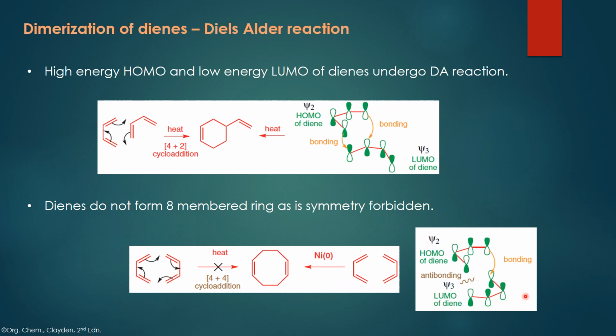The LUMO is itself Psi3, and both Psi3 orbitals interact. This is not the diagram, but we can imagine that when two Psi3 orbitals interact, bonding interaction occurs on both sides, and hence this dimerization is favored under 4+4 cycloaddition. Dimerization is favored under photochemical condition, but it is unfavored under thermal condition. So in conclusion, dimerization of dienes via Diels Alder reaction occurs here.